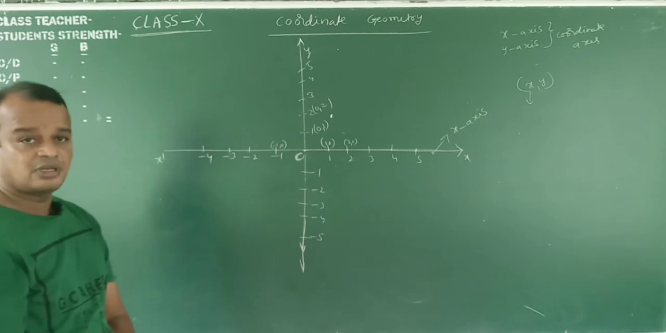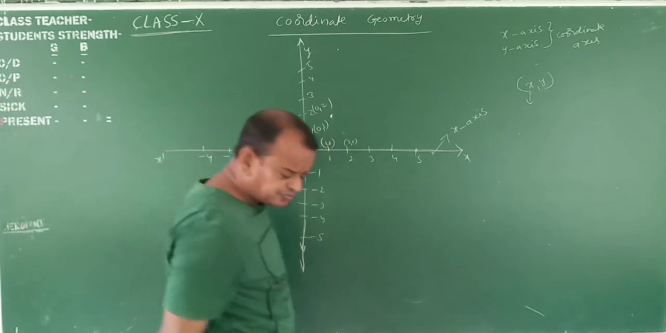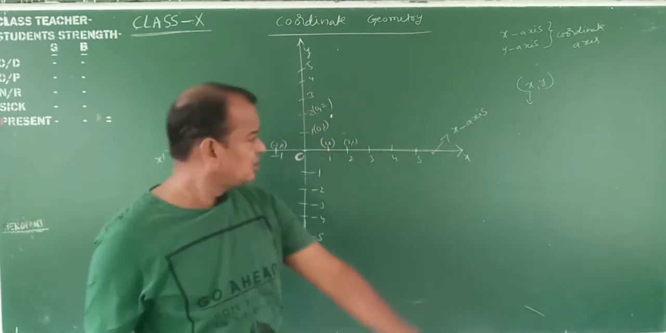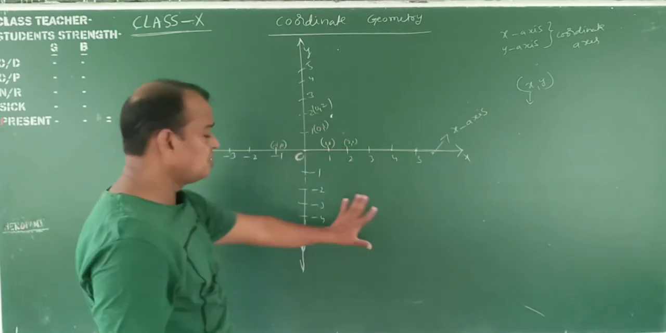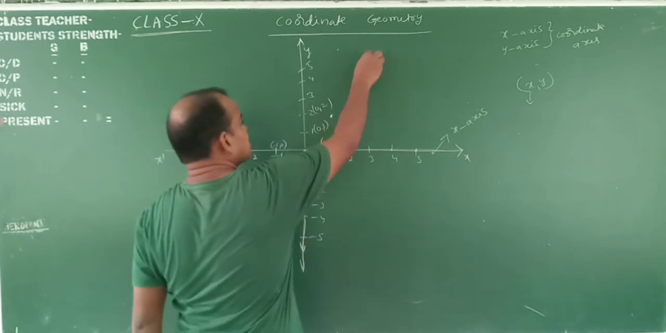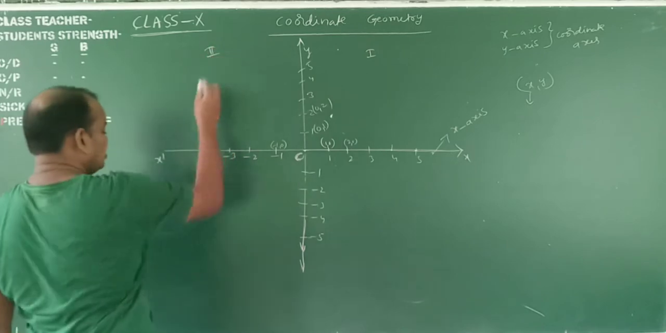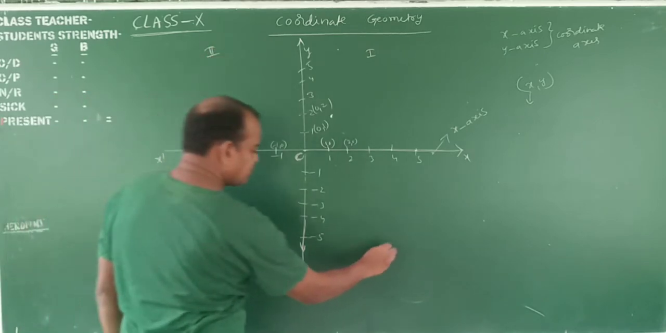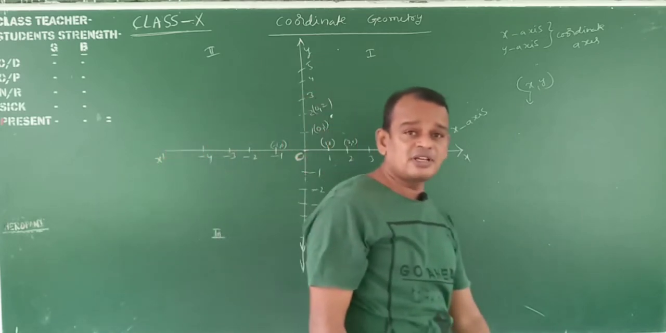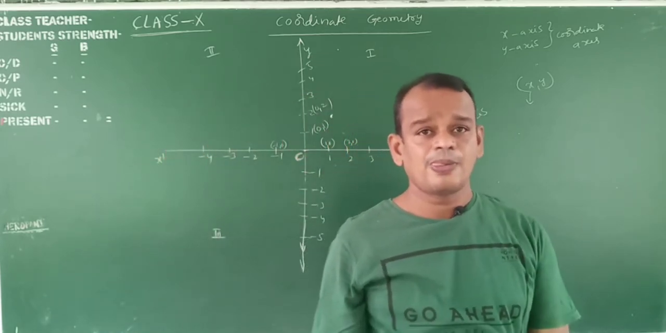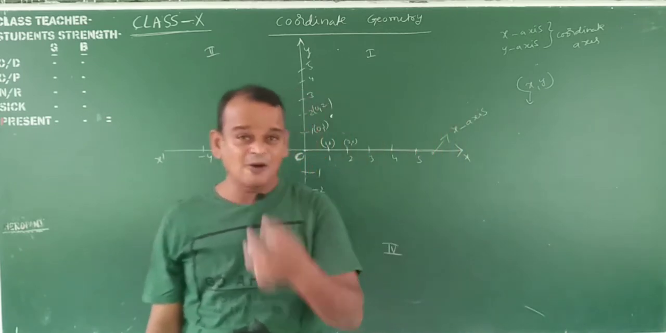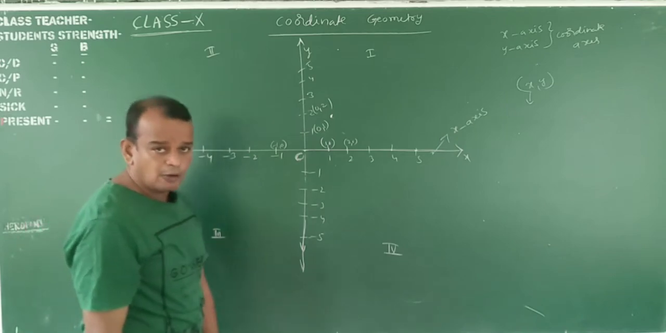Okay, my dear students. Now, these are the coordinate axes. The coordinate axes divide the plane into how many parts? Observe this one, this one, this one, this one, in the anti-clockwise direction. This is the first, this is second, this is third, this is fourth. Those are called quadrants. How many quadrants do we have? 4 quadrants. Therefore, the coordinate axes divide the plane into 4 parts.